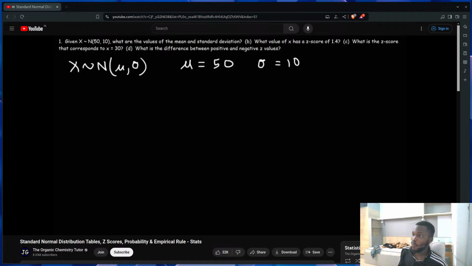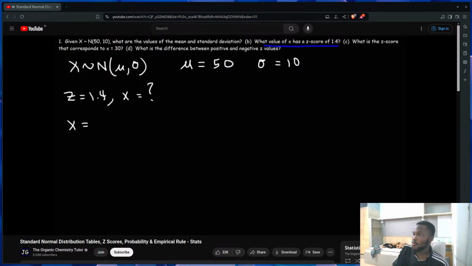Now part B, what value of x has a z-score of 1.4? So if z is equal to 1.4, what is the value of x? What do you think we need to do? What formula should we use? So perhaps you wrote down this formula.